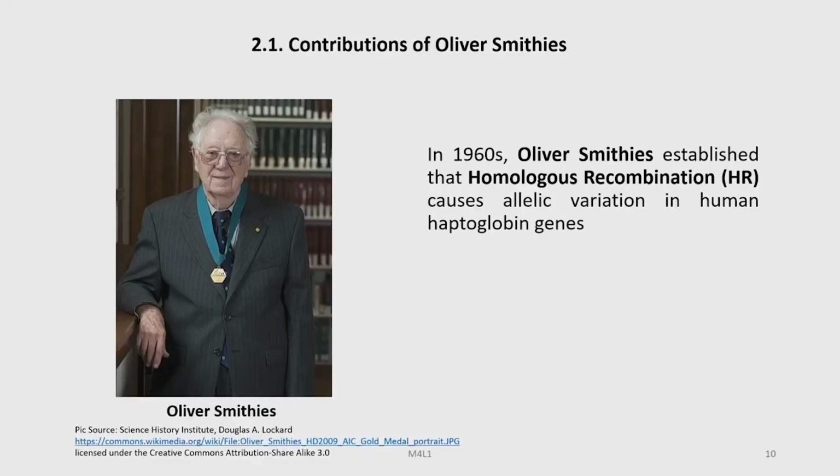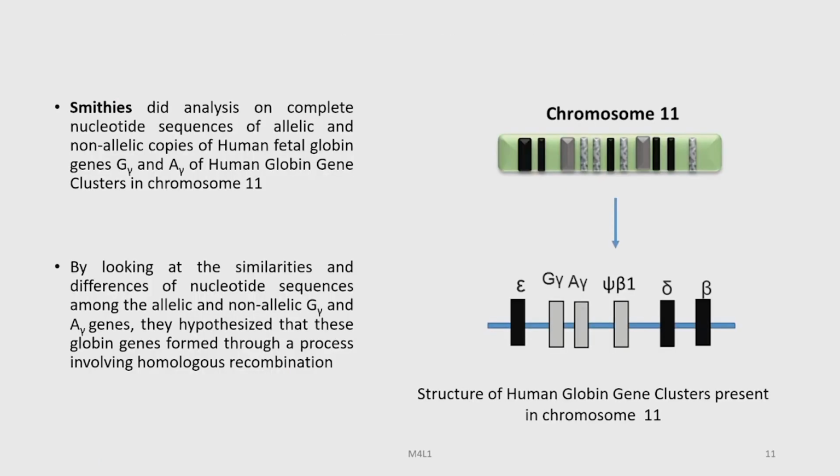Now, let us look into the contribution of Oliver Smithies. Oliver Smithies in the 1960s established that homologous recombination causes allelic variation in human haptoglobin genes. He analyzed complete nucleotide sequences of allelic and non-allelic copies of the human fetal globin genes, G gamma and A gamma, of the human globin gene cluster in chromosome number 11.